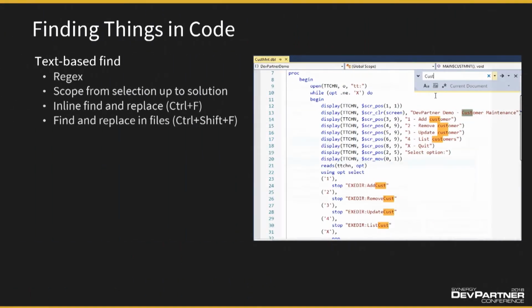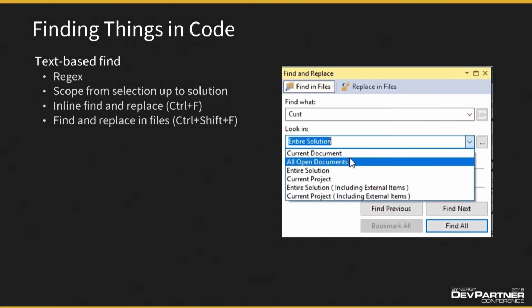Much like the inline version, the Find in Files dialog lets you search for text with or without case matching, scope, regex, but also lets you apply some more filters.